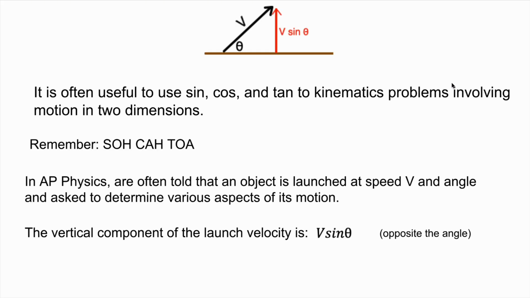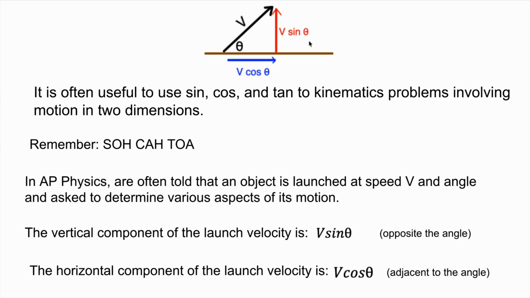So to find the vertical component, I'm going to use sine theta. So v times sine theta is going to tell me this vertical component. And this works because sine theta is opposite the angle. Now let's try to use this for the horizontal component. It's the same idea, except in this case, it's the adjacent. So the horizontal velocity component is adjacent to angle theta, so therefore I'm going to use cosine theta to find it.